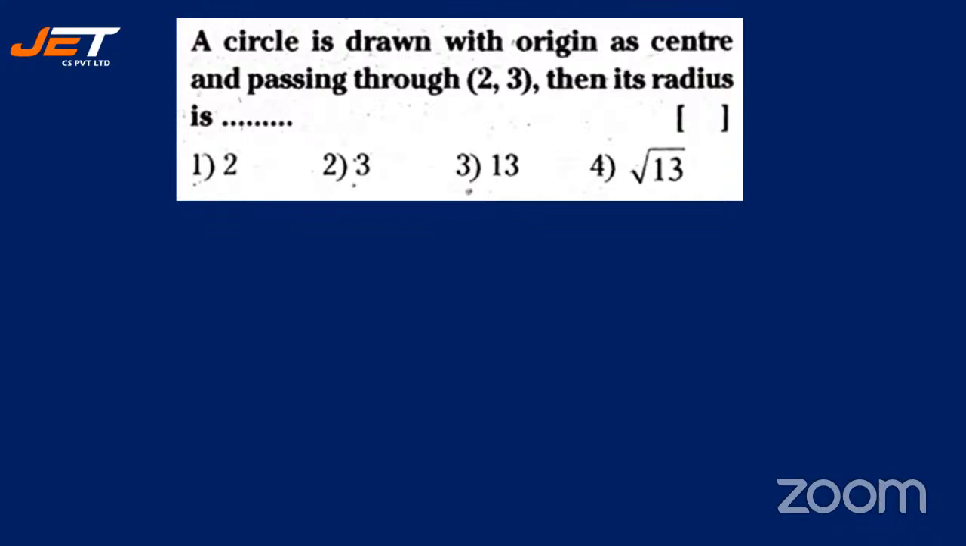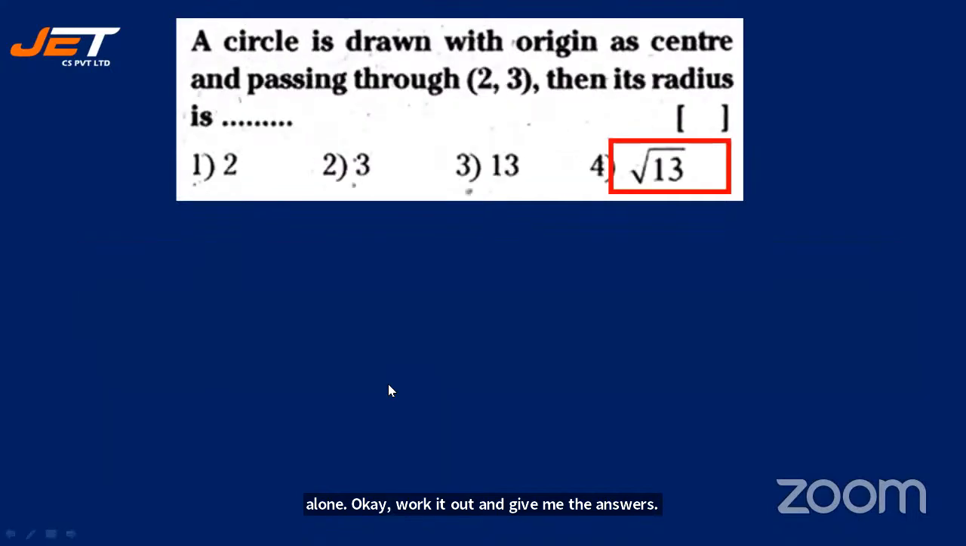Quickly work it out and give me the answers. I'm giving you time, so don't just give me the options alone. Work it out and give me the answers. Yes, let's see the answer. It is √3, option 4.